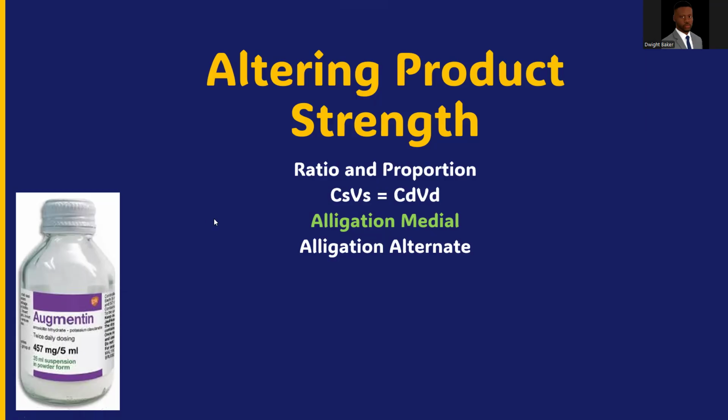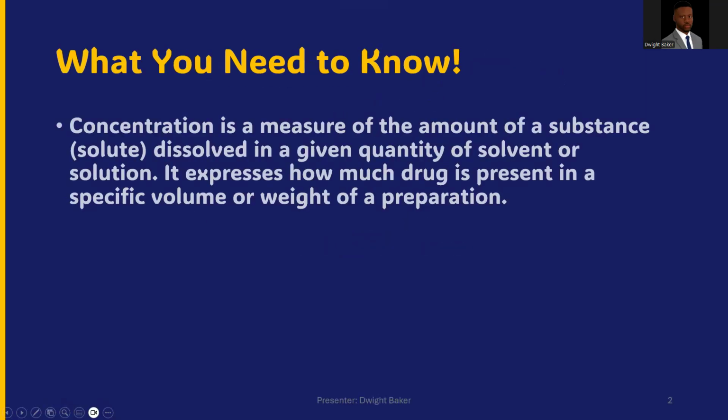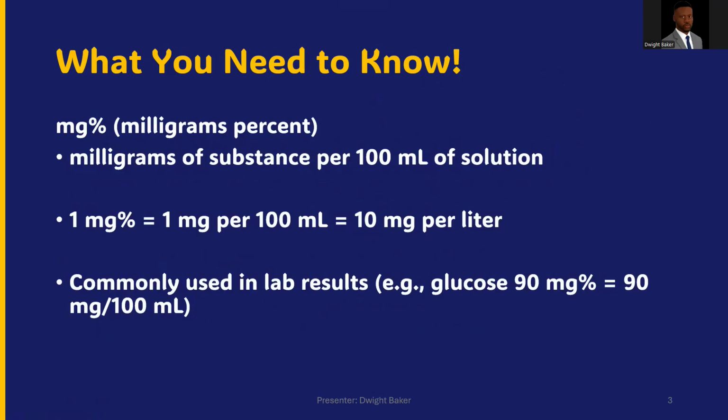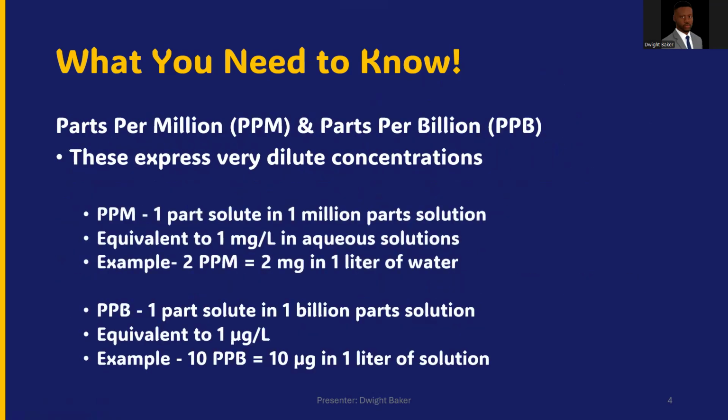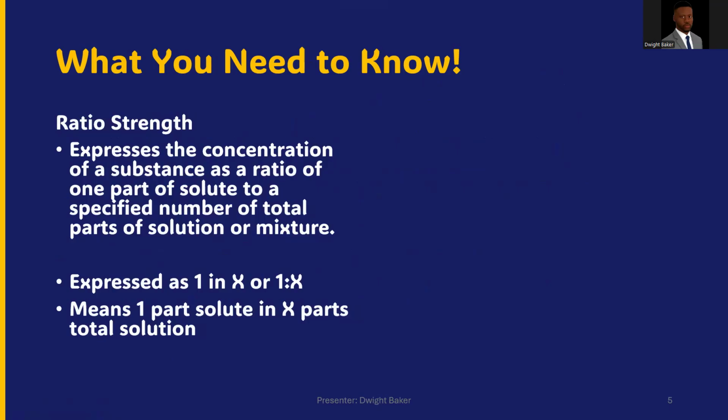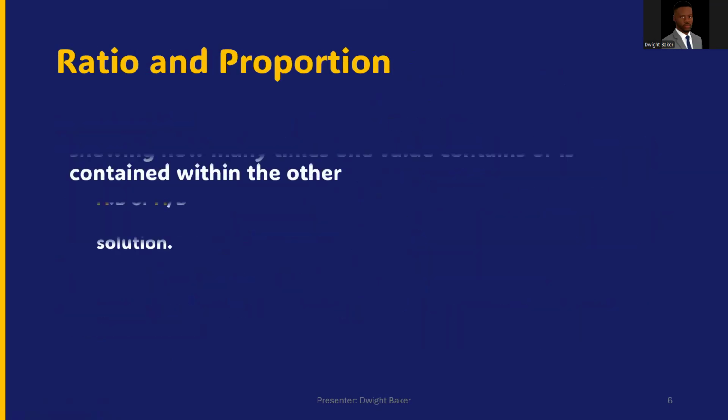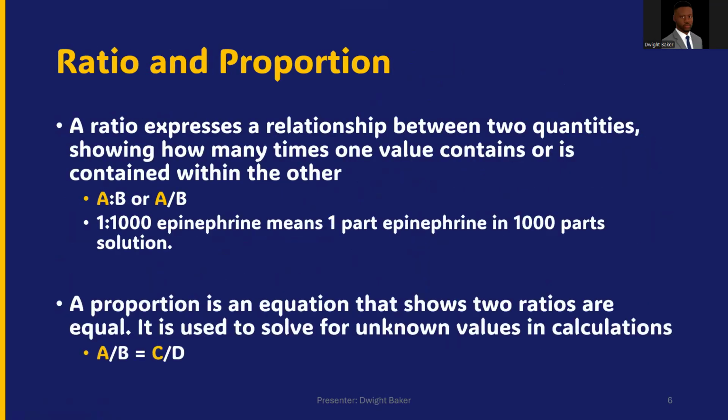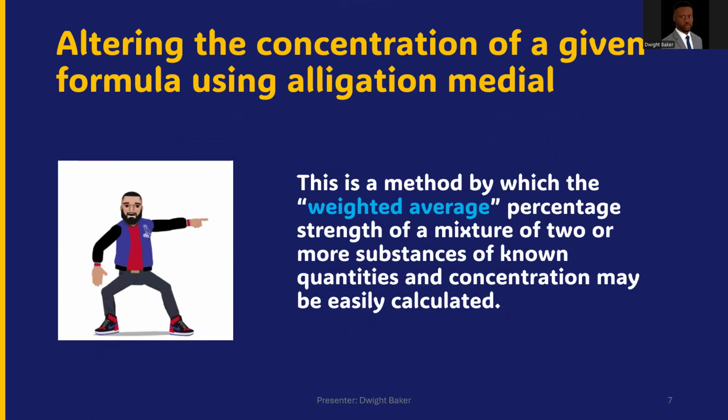Now for alligation medial, similarly to the other concepts, you need to understand these different expressions of concentrations and what they mean. All right. You need to also understand ratio strength, ratio and proportion as well, and how we use ratio and proportion to respond to the different items that we will see from time to time. Now, as it pertains to the use of alligation medial, we look at this as a method where we can find the weighted average of concentration or percentage strength of a mixture.